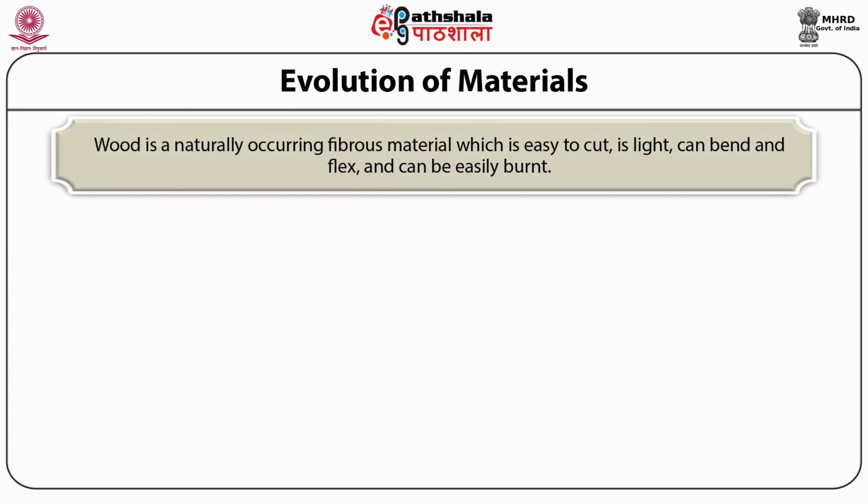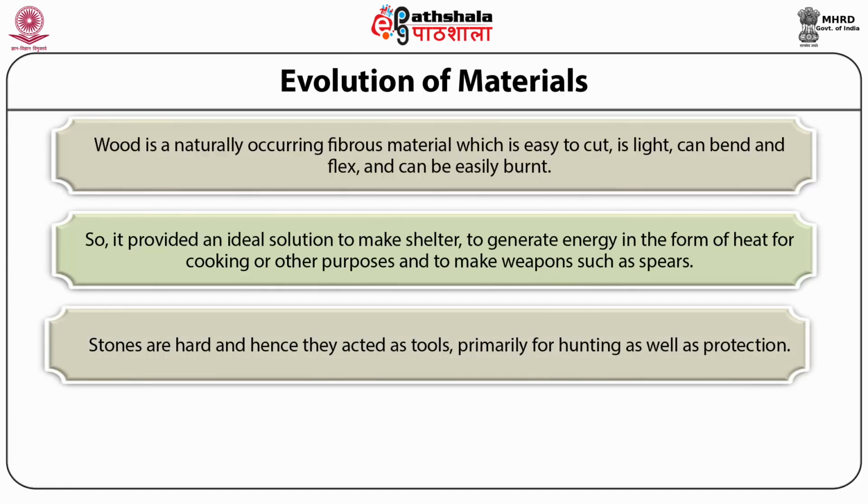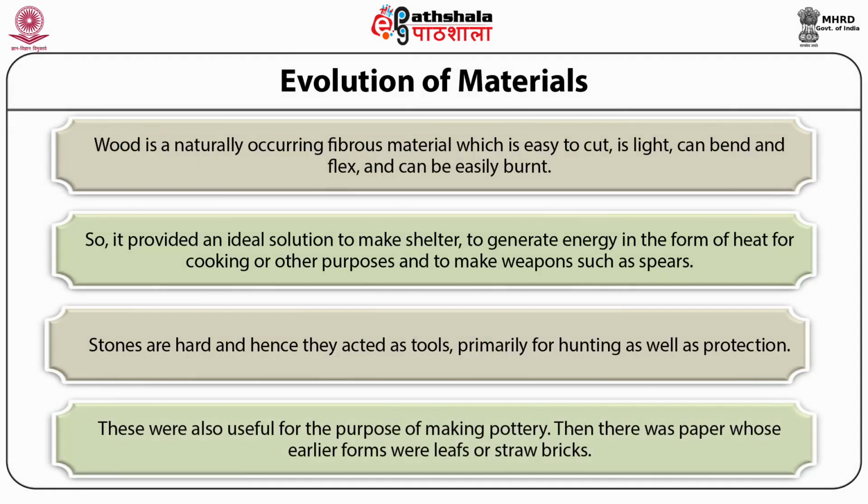Wood is a naturally occurring fibrous material which is easy to cut, is light, can bend and flex, and can be easily burned. So it provided an ideal solution to make shelter, to generate energy in the form of heat for cooking or other purposes, and to make weapons such as spears. Stones are hard and hence they acted as tools, primarily for hunting as well as protection. These were also useful for the purpose of making pottery.